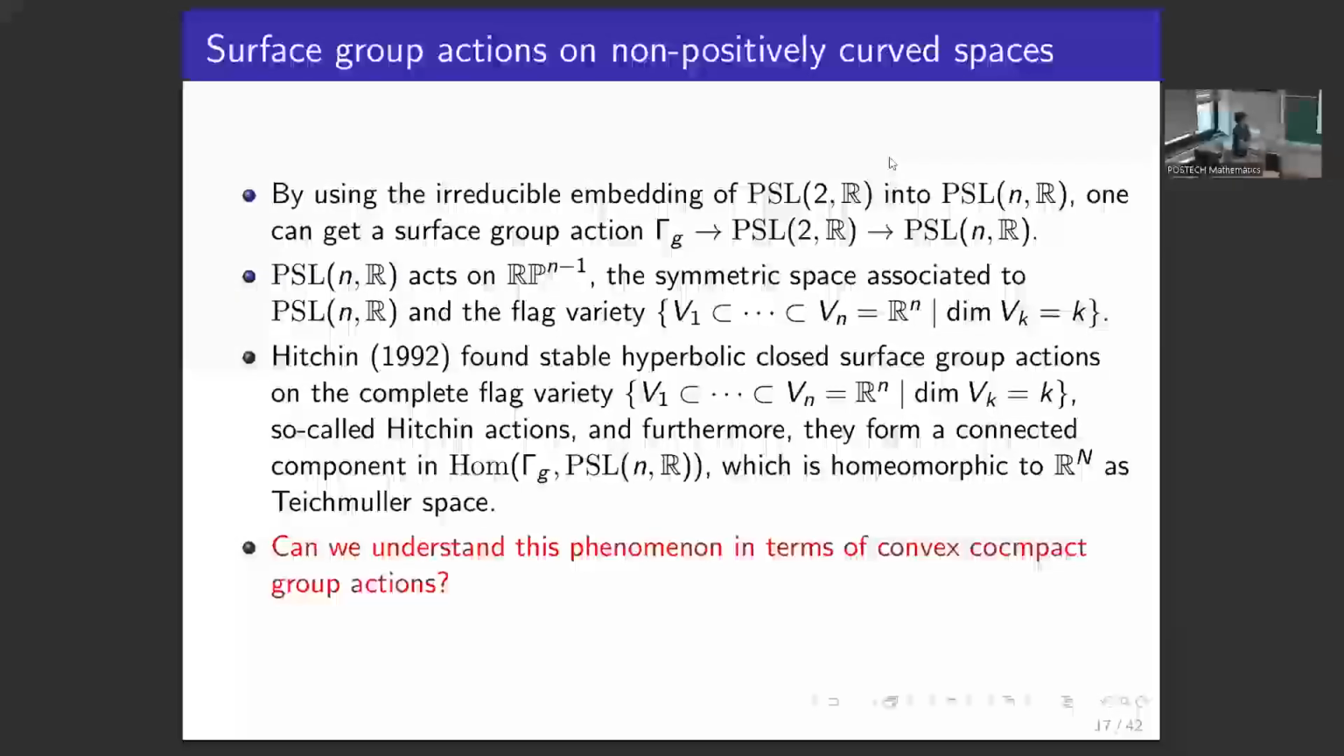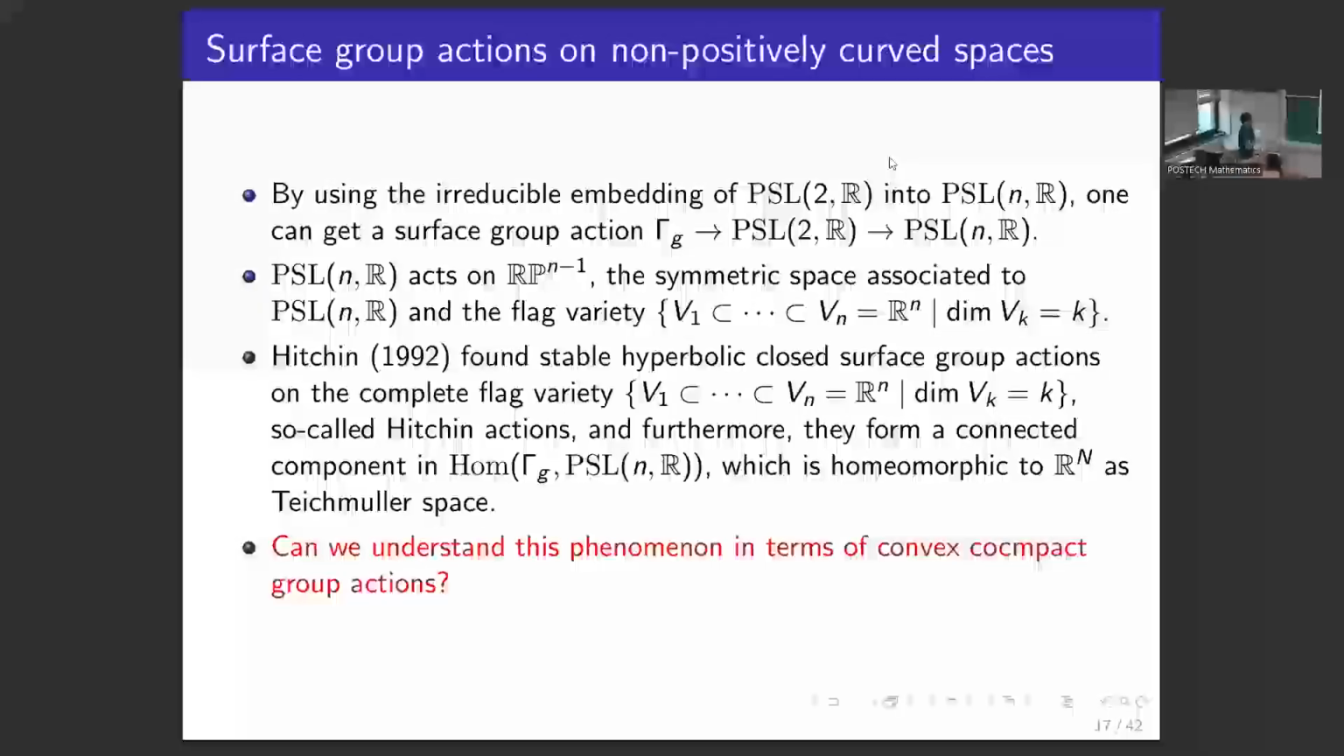Okay, and the flag variety. So what is the flag variety? It is the set of all flags. Flag means an ascending sequence of vector subspaces in Rn. So Hitchin actually studied the surface group action on the flag variety, and he found some stable surface group action on the flag variety, the so-called Hitchin action.